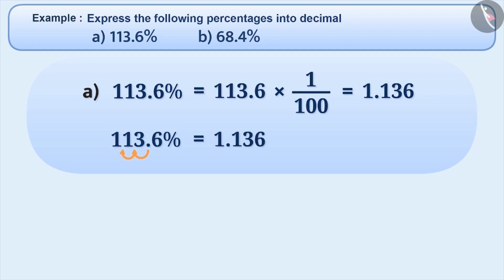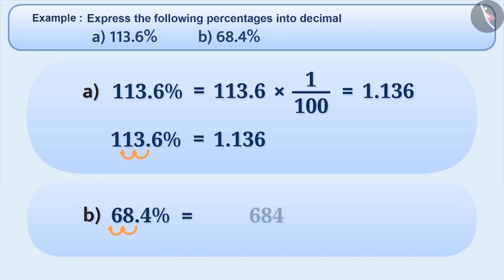1.136. Similarly, to express 68.4% in decimal, we will move the decimal point 2 positions towards the left. Since there is no digit before the digit 6, we will write the placeholder 0. By doing so, we get the decimal form of 68.4% as 0.684.